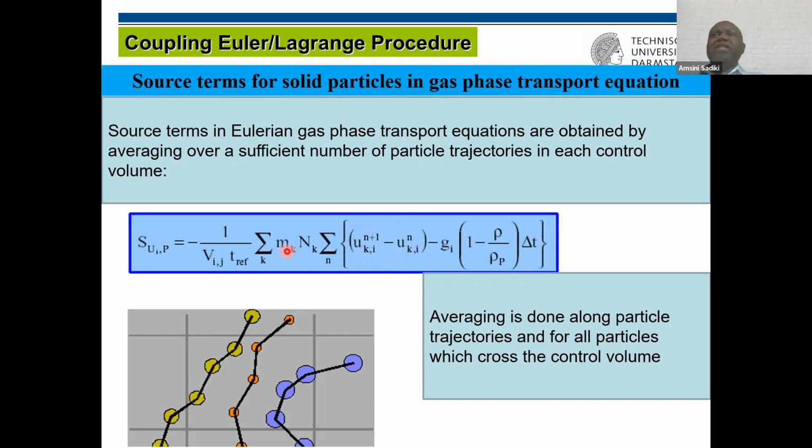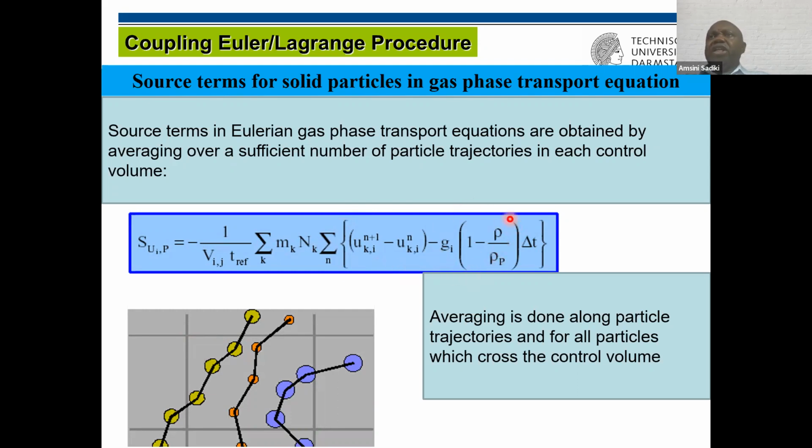Then we have the momentum change of these particles, and we have k number of particles, and we multiply by the number of these particles. And we can also make an average, a volume average, and we divide by this volume. This is for the drag force.